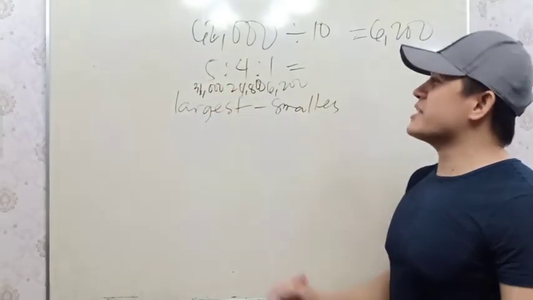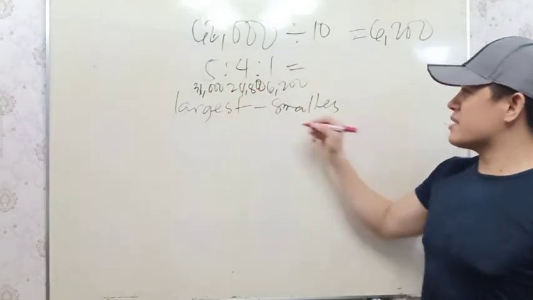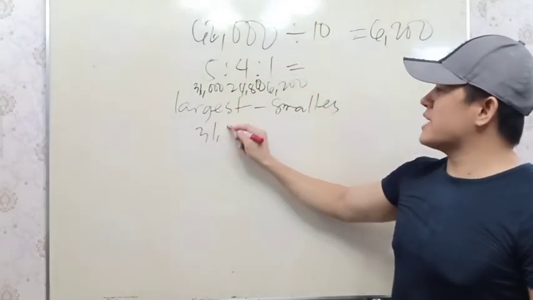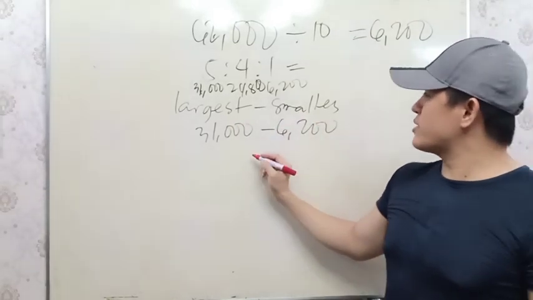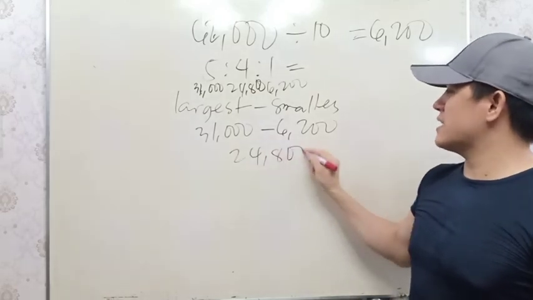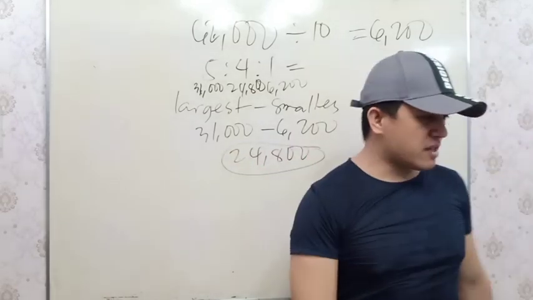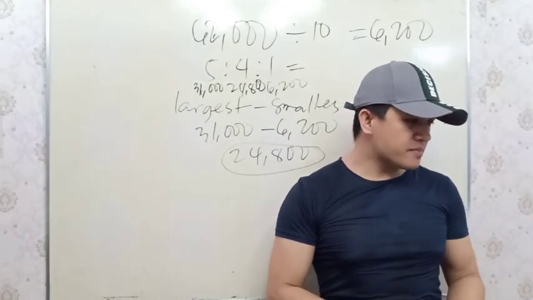The question is, how much is the largest minus the smallest? It's a minus, so that means 31,000 minus 6,200, that is equal to 24,800. Okay? So that's how it is. 24,800. There you go.